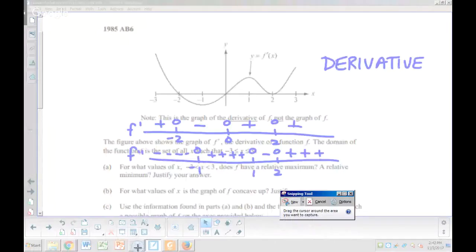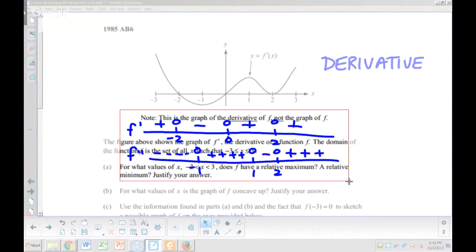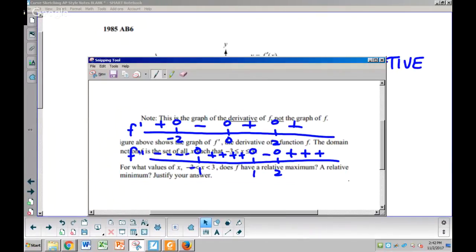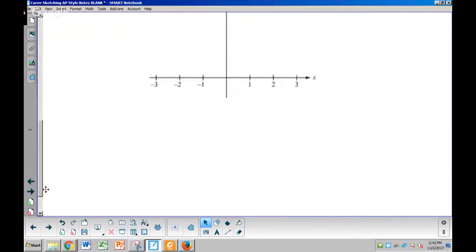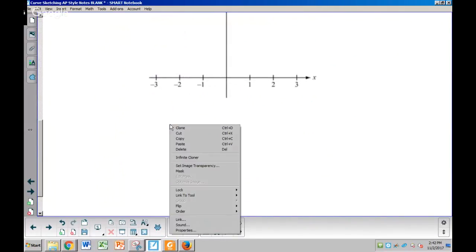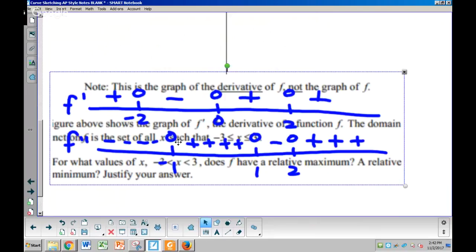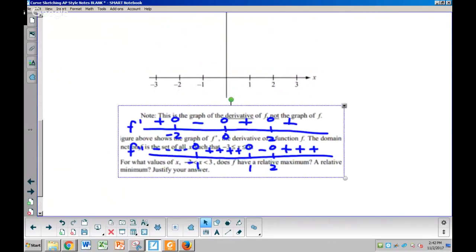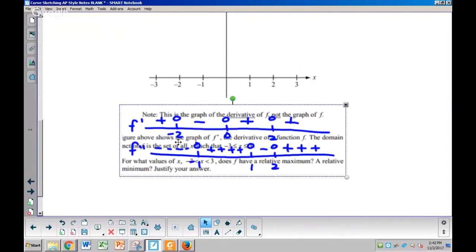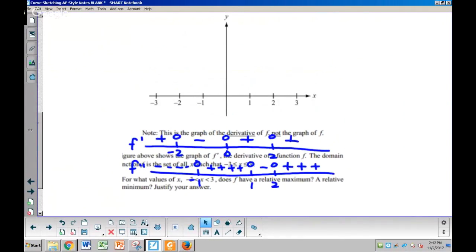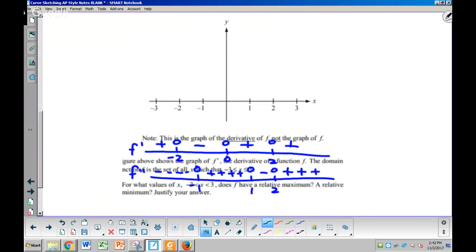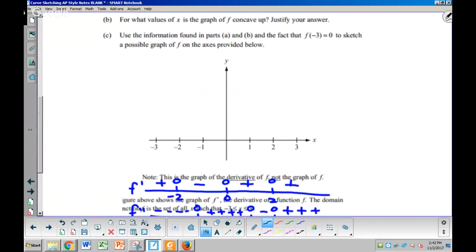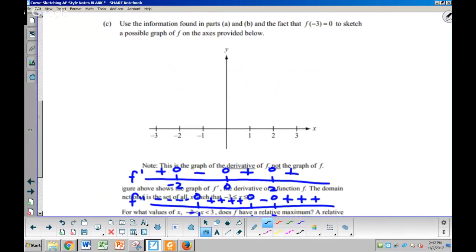Now, I'm going to take this information here. I'm going to cheat a little bit, and I'm going to put it below here. Is that all right? I'm going to work part C first. It says, use the information and graph it, because this is what we had a question on earlier, right?